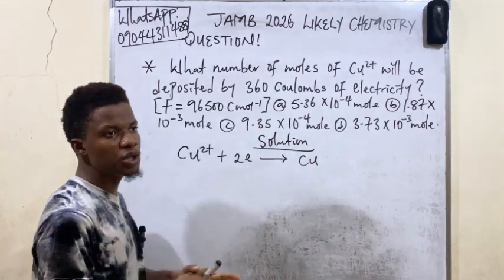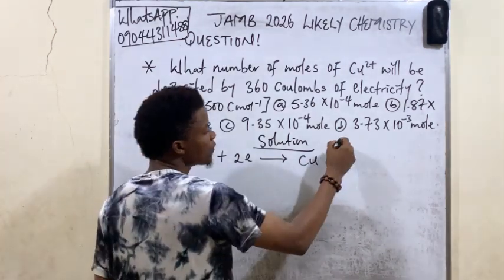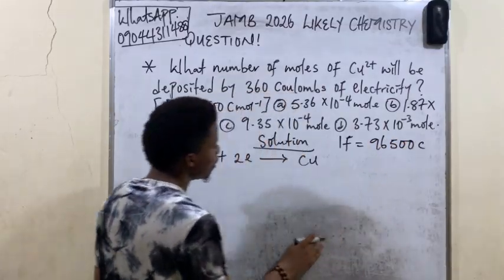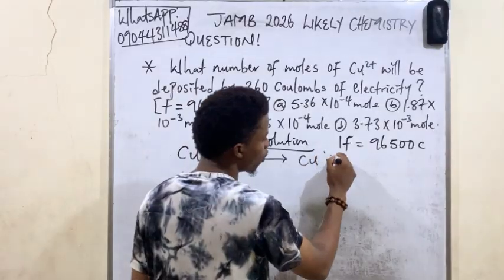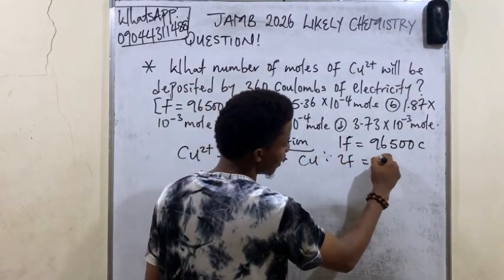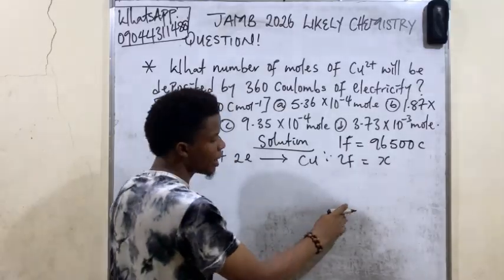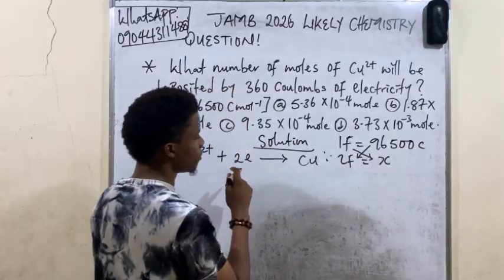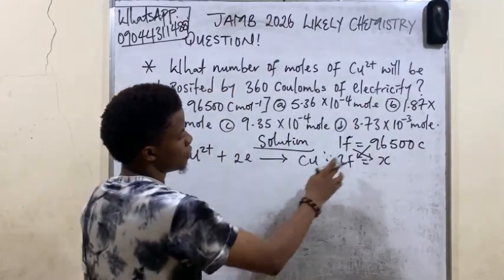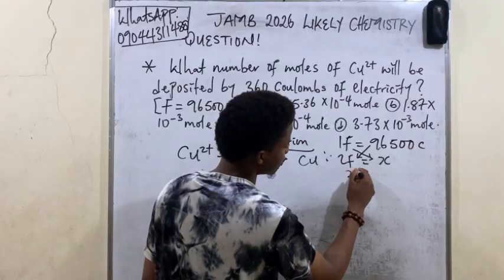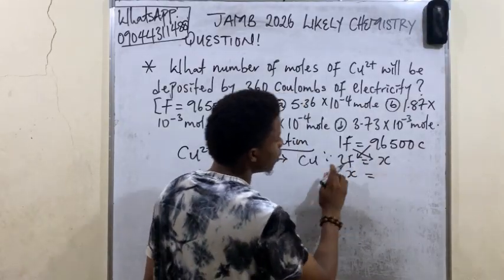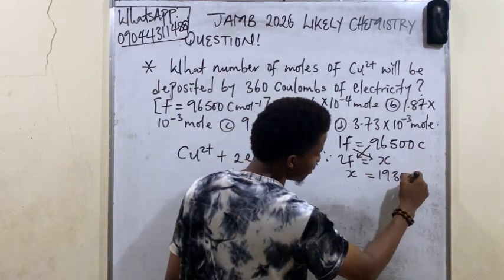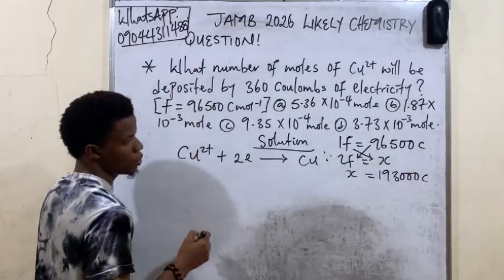Now the relationship between farad and coulomb is that 1 farad is equivalent to 96,500 coulomb. So now we have 2 farad here. Therefore, 2 farad will be equivalent to how many coulomb? So cross multiply. 1 times x is x. Therefore, x is equal to 2 times 96,500. We get 193,000 coulomb.